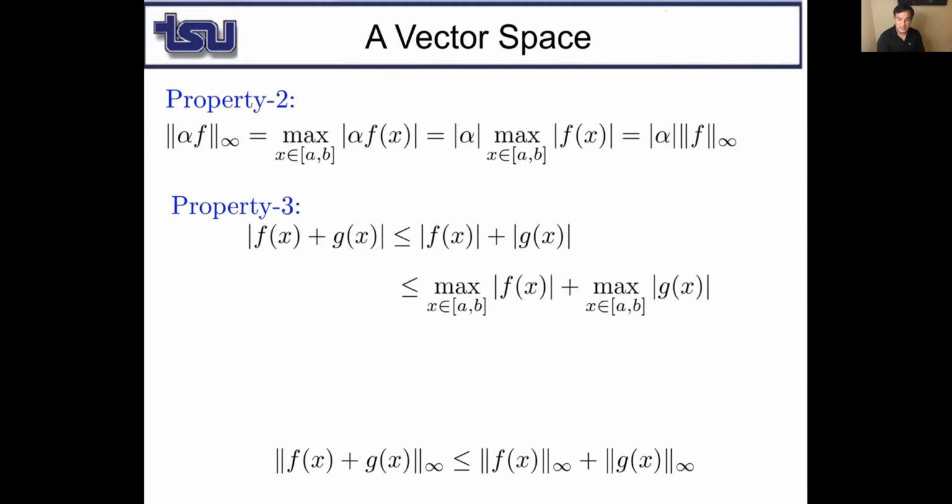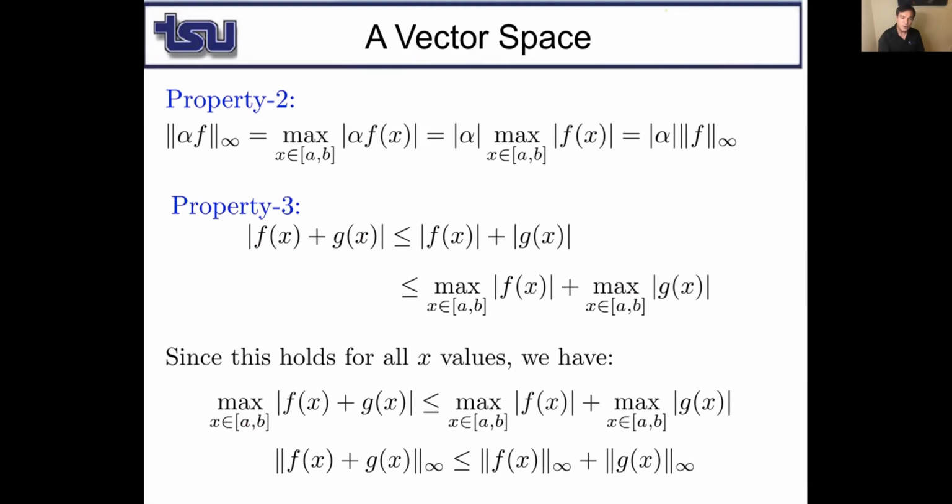Since we fixed x, we know that |f(x)| for that fixed x must be less than or equal to the maximum value of |f(x)| over all possible x's, and similarly |g(x)| for that particular x will be less than or equal to the maximum value of |g(x)|. Since I just fixed x and I can fix x to anything, this will hold for any x. So it must hold for the x that gives us the maximum of |f(x) + g(x)|. Therefore, this clearly implies the inequality. So basically what we did show is that the infinity norm is actually a norm.